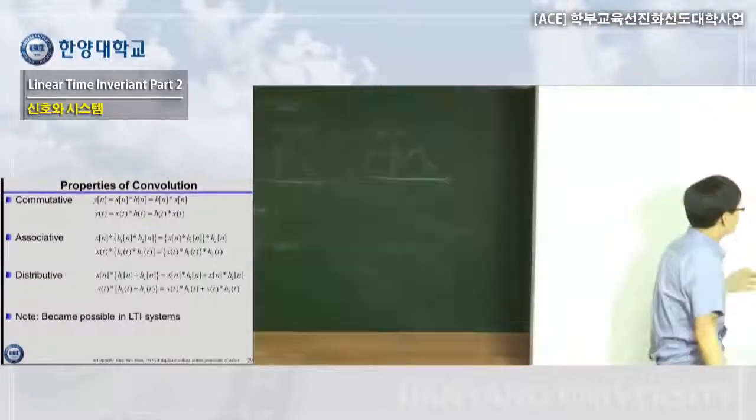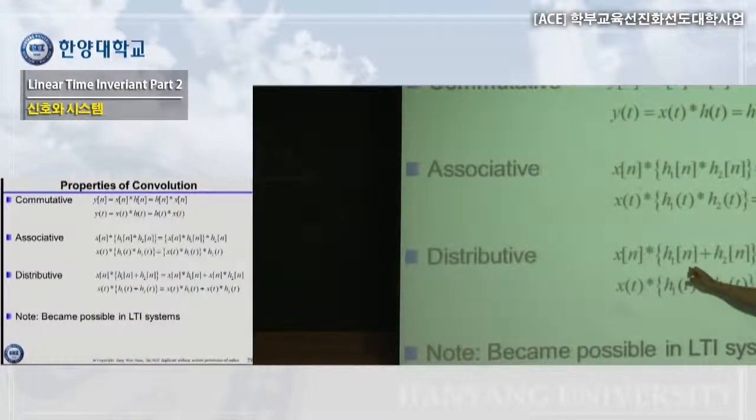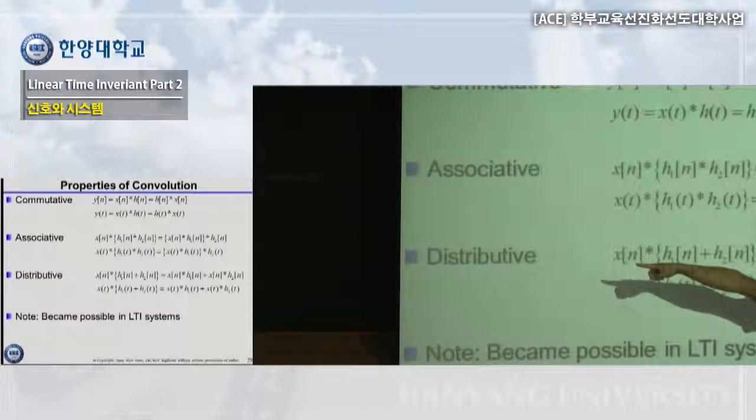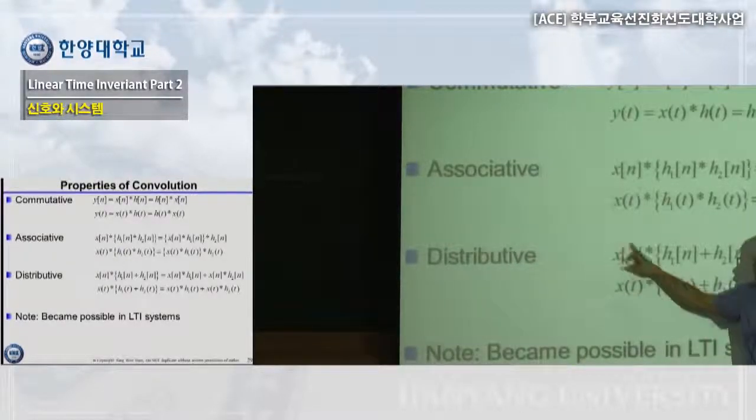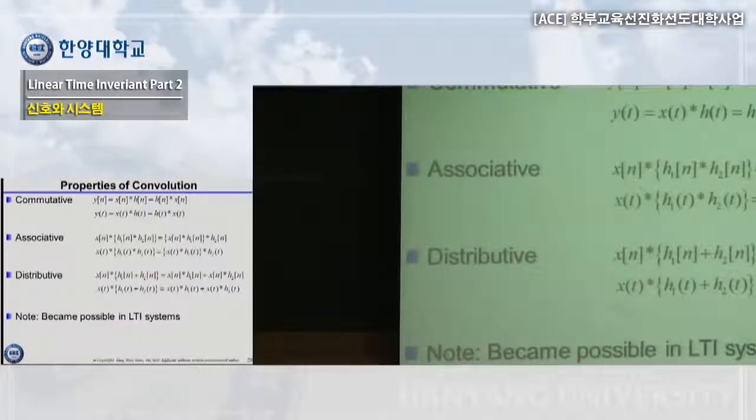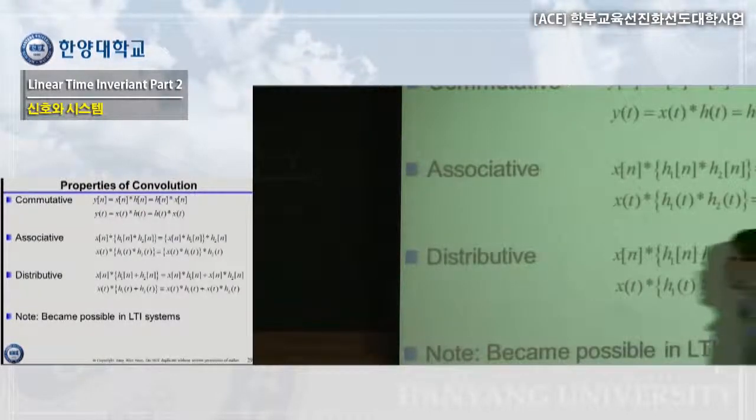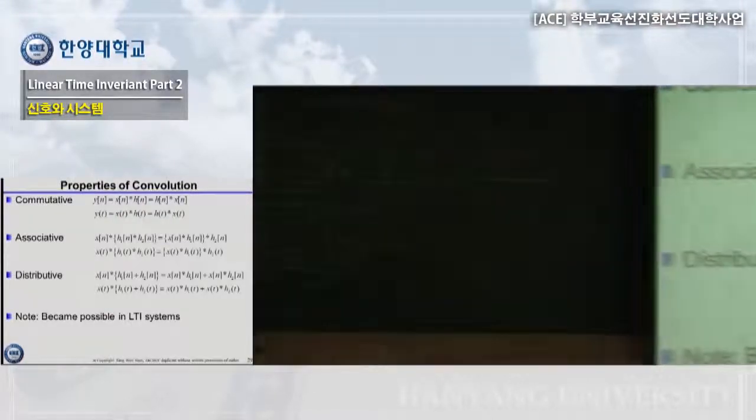What's the meaning of the last one? Addition is what? Parallel system. This is what? Series system. So what this shows here is, you can have input of X to the system, which is H1, H2 parallelly connected. That's exactly the same as X going to one system and X going to a second system, adding them later. Does not matter. That's what they show.